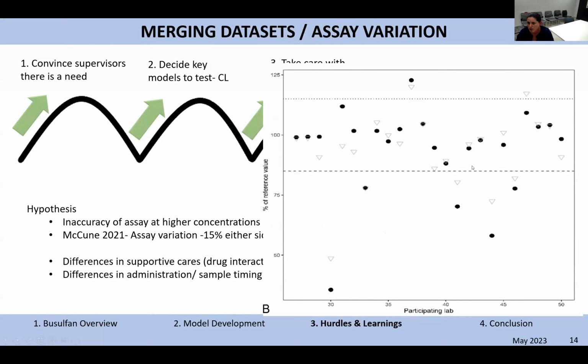But you can see that the majority of labs had significant variability, and you can see that for these ones here, the higher concentrations had lower values than what was expected. And so it was thought, looking at quite a few different things, that it was possible this was the reason for what we observed. There were also other potential options, such as differences in supportive care between the groups. There was high use of azoles in one group versus the other, and then potential differences in administration or sampling time, etc. But this was the hypothesis that we think is most likely.